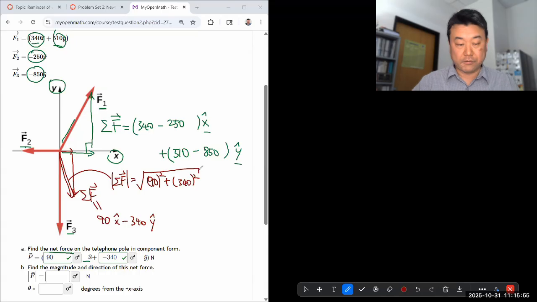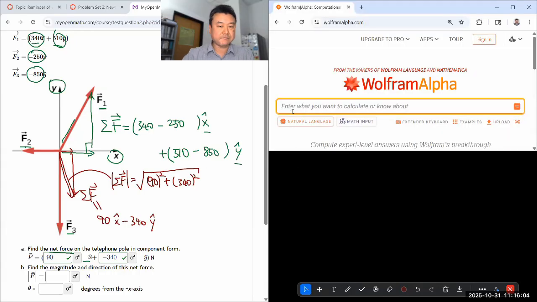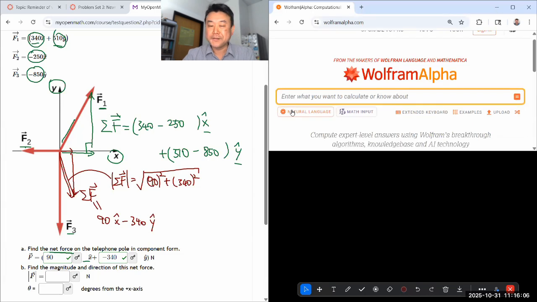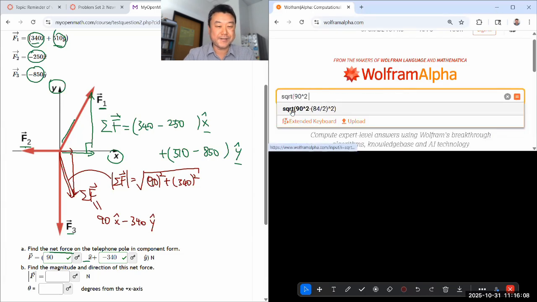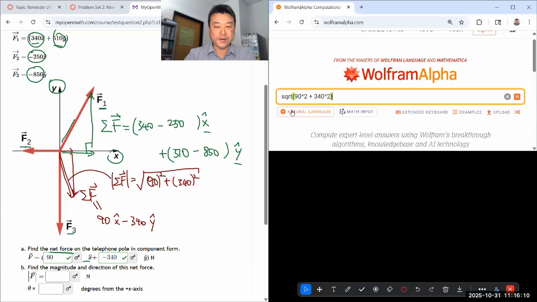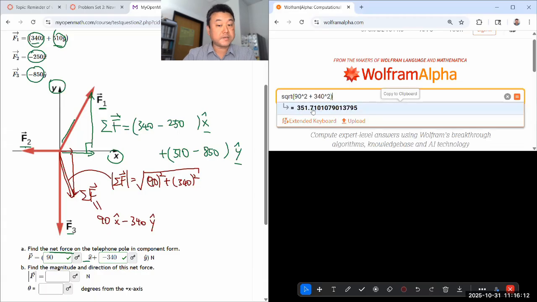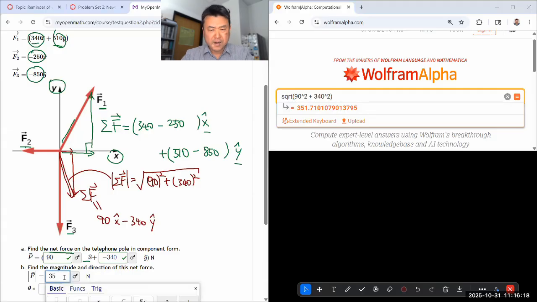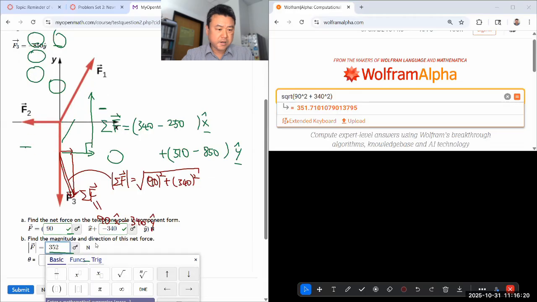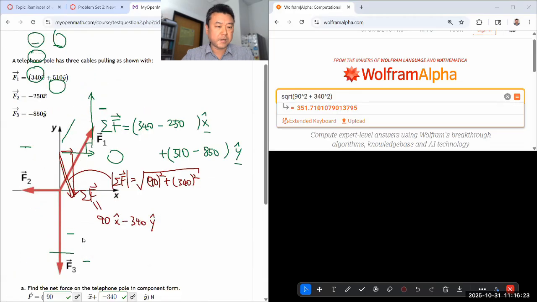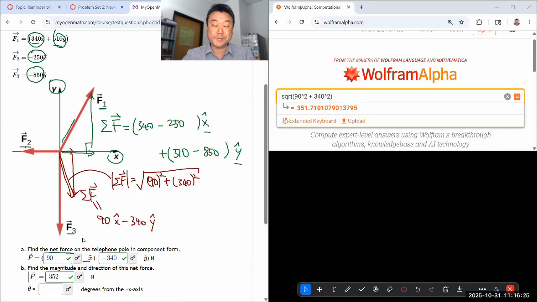Okay, so that I can't do in my head. Let me bring up Wolfram Alpha as my kind of glorified calculator. Square root of 90 squared plus 340 squared. 351.7. I think that makes sense. This larger number should dominate the result. 350. Let me round it to 2 decimal places. Make sure the relative tolerance is what it normally should be.